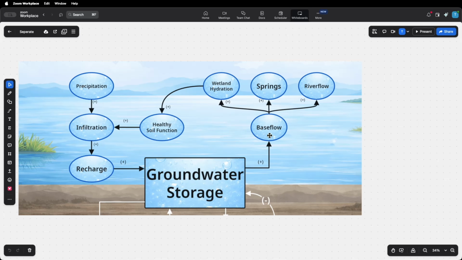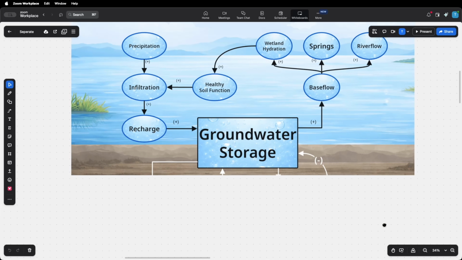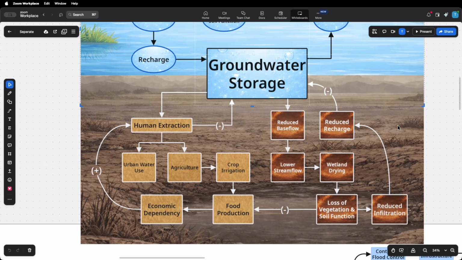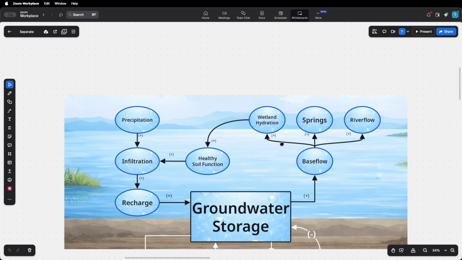So, and base flow, it's important to have the water table and to maintain this. My project is about humans messing it up. But we don't need to talk about that right now. So that we're overutilizing it, and it's taking away from all this.